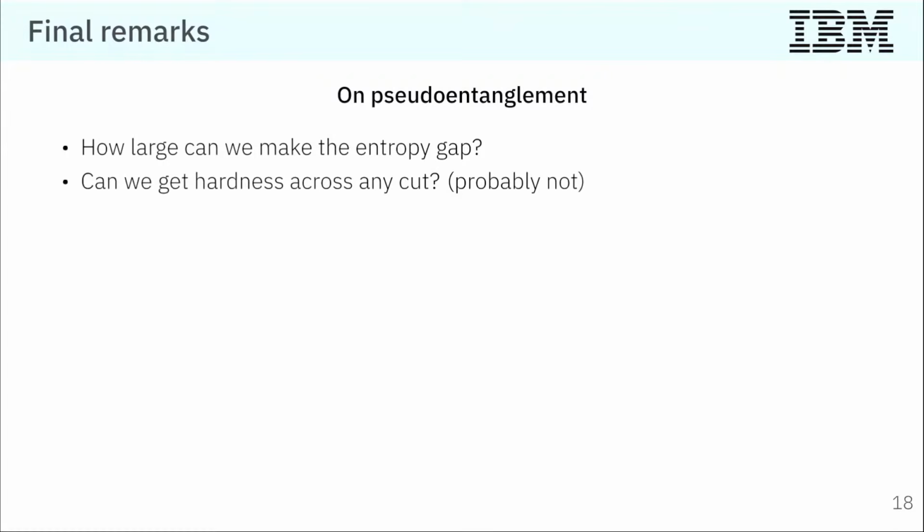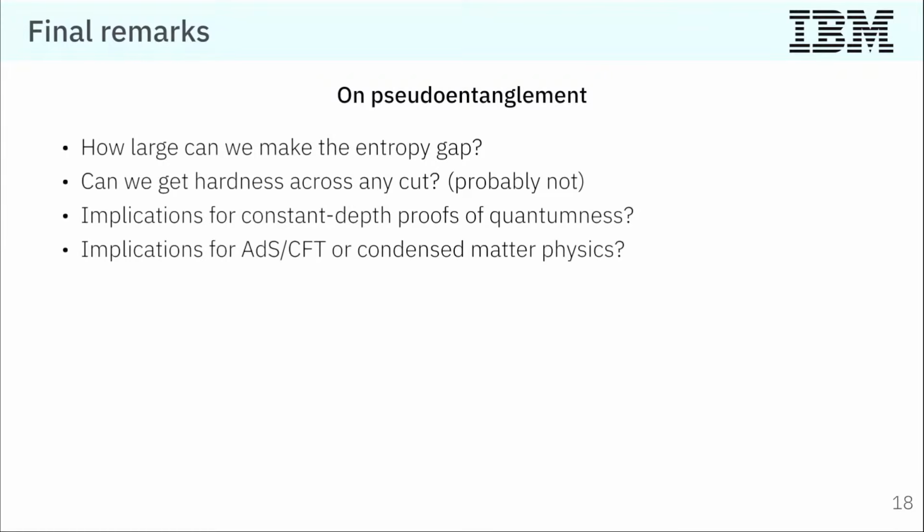Another question is, can we get hardness of computing the entanglement entropy across any cut instead of across a fixed cut? This is, again, something that I'm not sure is possible in constant depth because of the limitations of constant depth circuits. I also have some ideas for how to use this to come up with constant depth proofs of quantumness, but the construction doesn't quite work yet. But I'm happy to talk about that if you have questions about it. And of course, the thing that started all of this is whether there are implications of these results to physics. Again, this is something that I don't know very well, so I'd be happy if people have suggestions about this.